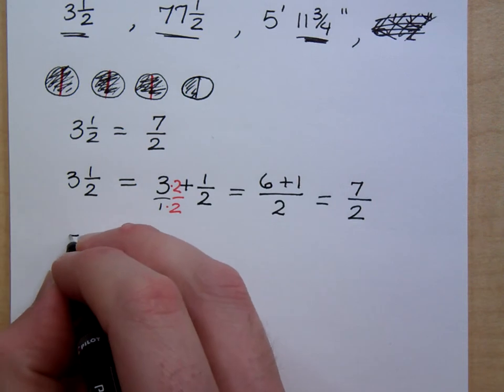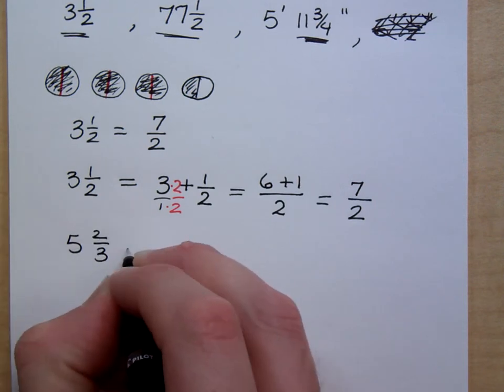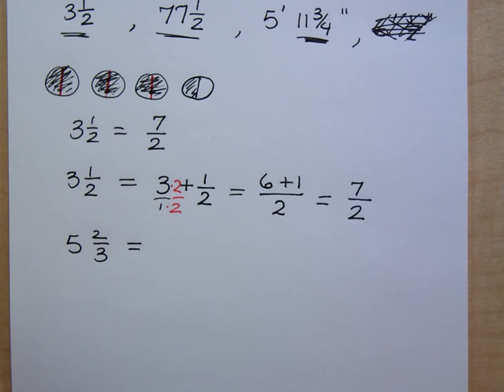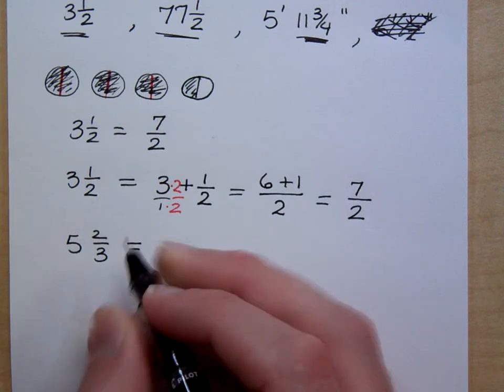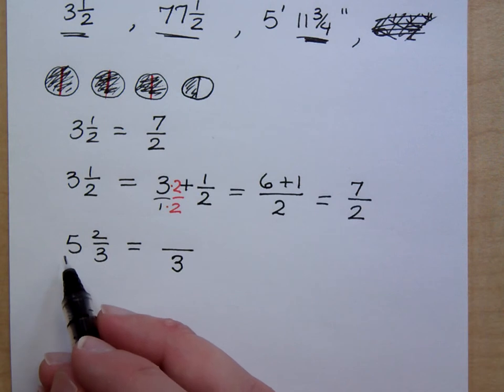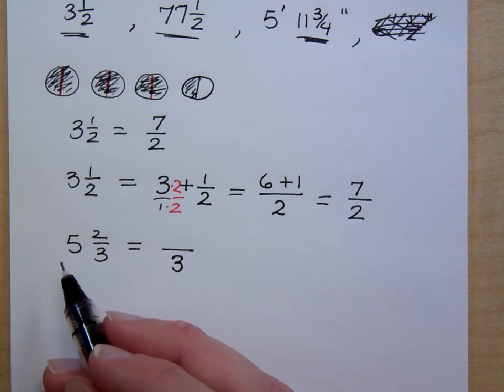Like, for example, if I have 5 2/3, I want to convert this to an improper fraction. 5 2/3 means you have 5 whole units, and you've got 2/3. You've got some extra stuff left over. So, how do you think I would go about converting this to an improper fraction? Or what do you think the denominator of the improper fraction would be? The denominator would be 3 because we're talking about thirds, right?